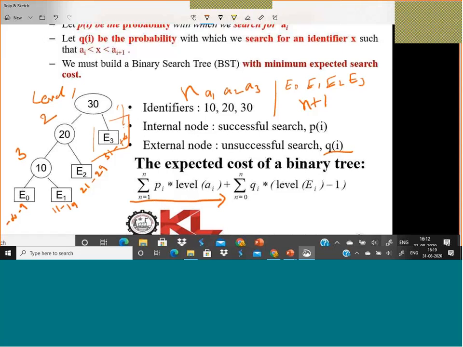What is the level of EI? It is 2. But for level 2, we need only one comparison. So that's why it is level of EI minus 1, whereas this one is directly the level. Why is it minus 1? You observe here, let us say you are looking for 35. How many comparisons? Only one comparison you need to do. So E3 is available at level 2, which means it must be minus 1. So by using this mathematical formula, you can compute the total number of paths.